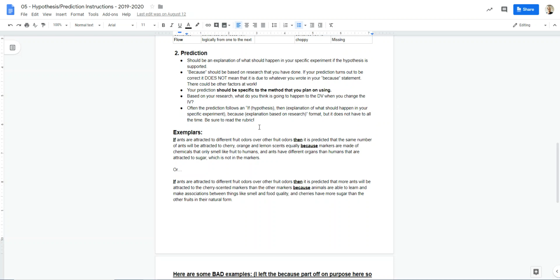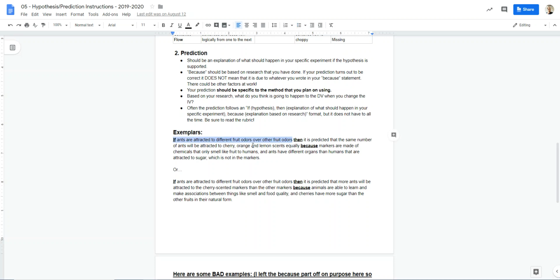Let's go back to the ants. If I wanted to think about my hypothesis where I was looking at ants and noticing that they're going to different fruits, and I want to see if they're attracted to different fruit odors, here's how we might write the hypothesis in the if, then, because format that you might be a little more used to. The if part is talking about the independent variable.